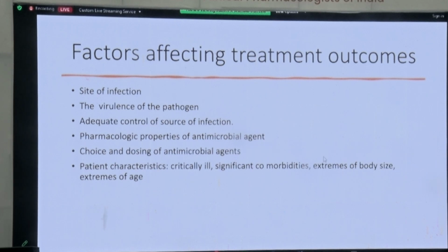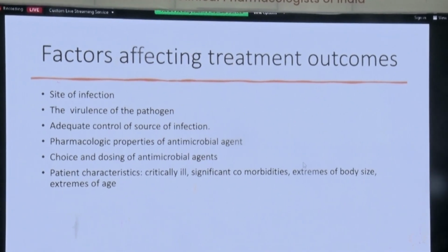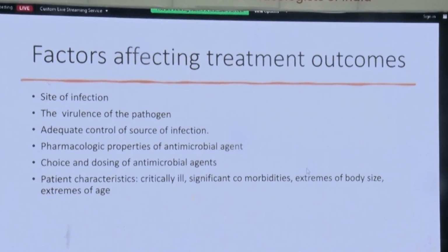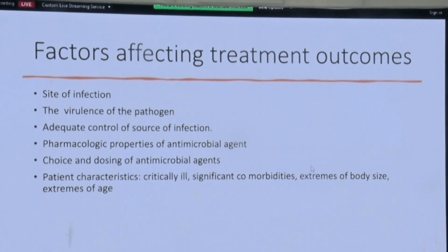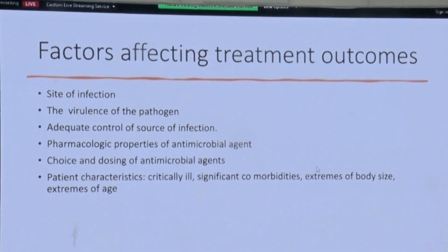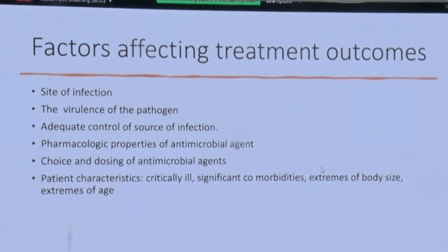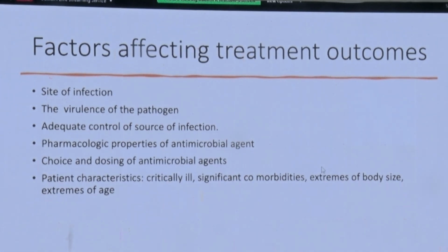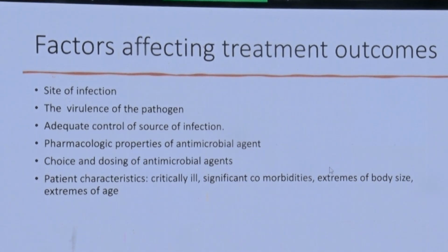So you have that choice, and dosing of antimicrobial agents may be very important for deciding the treatment outcome. Also the patient characteristics: a critically ill patient is very different from a normal patient admitted in a ward, or whether there are significant comorbidities, extremes of body size, extremes of age. All these are factors which can contribute to change in drug exposure in the patient's body.